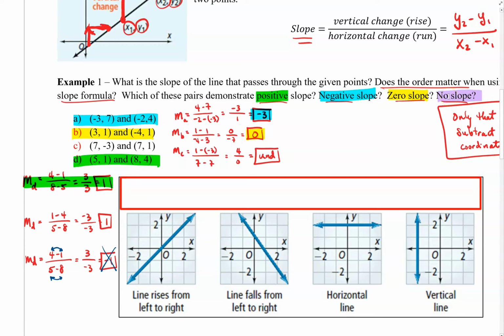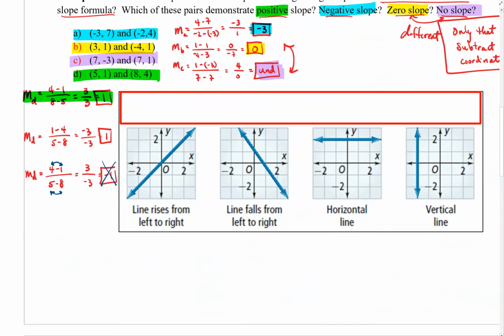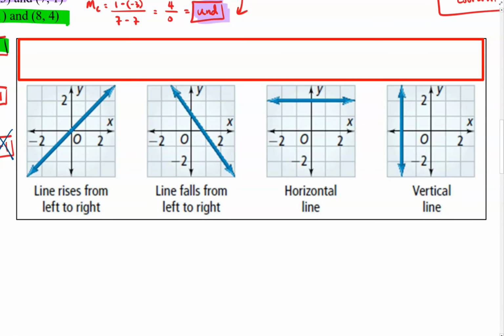And interestingly, we would say that there is no slope here for question C, and that's because our calculation came out to be undefined. What's important to note is that a slope of 0 and a slope of undefined, or no slope, are different. We can see that difference in this chart below. This chart displays what a positive, negative, 0, and undefined or no slope looks like.